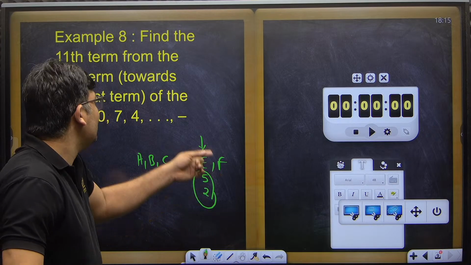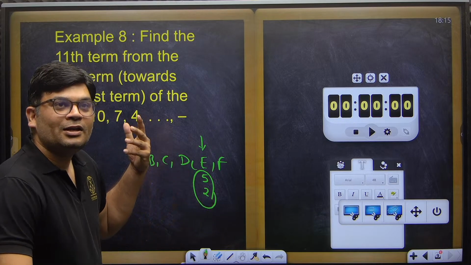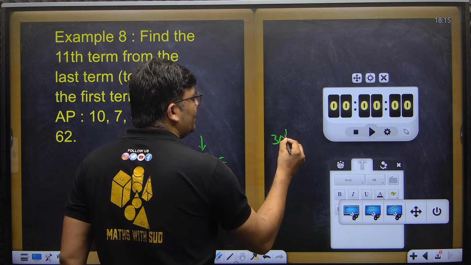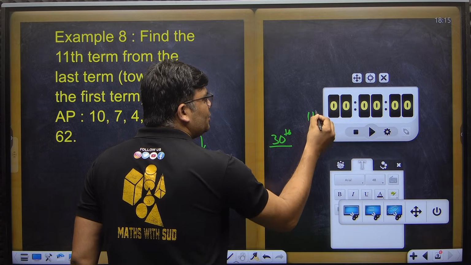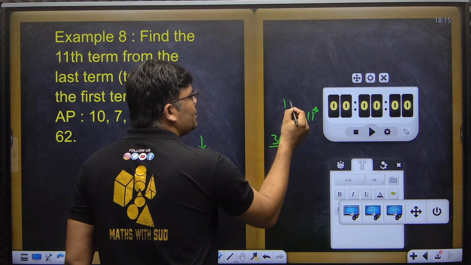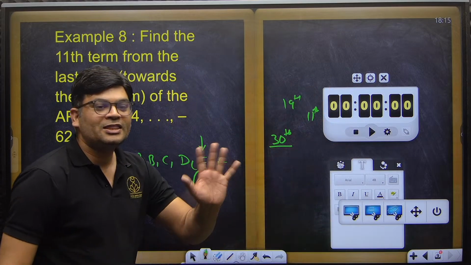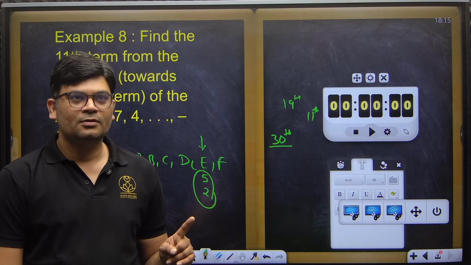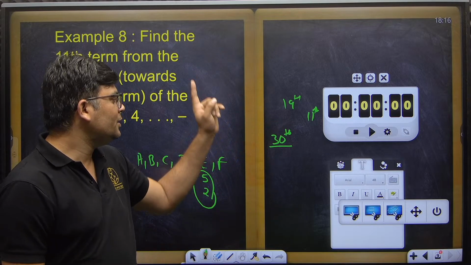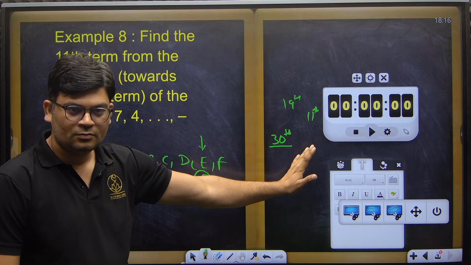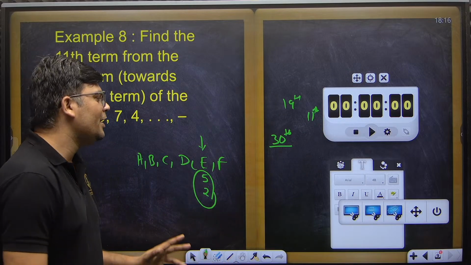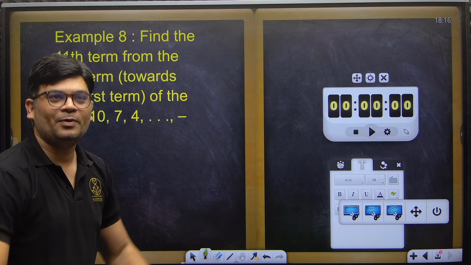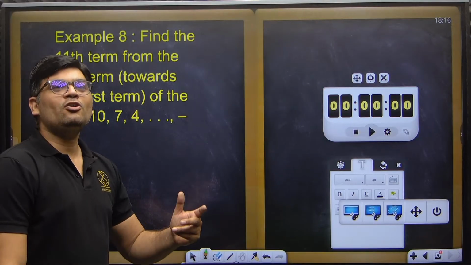Suppose you have 30 terms in the AP, and you want to find the 11th term from the end. You will say it is the 19th term from the front. That logic won't apply here, you can't do 30 minus 11. So the easiest way of doing it, I will come to that point as well, is to reverse the AP.